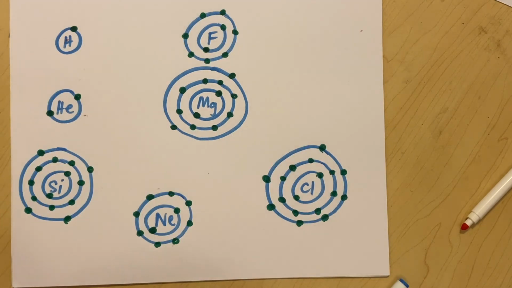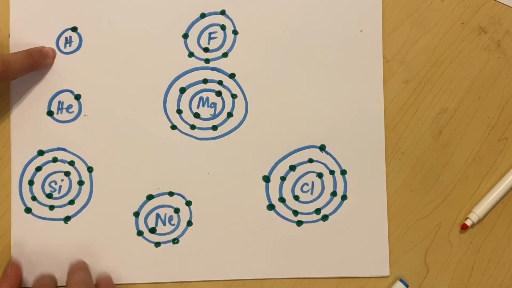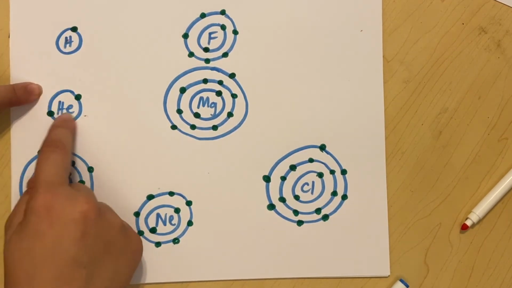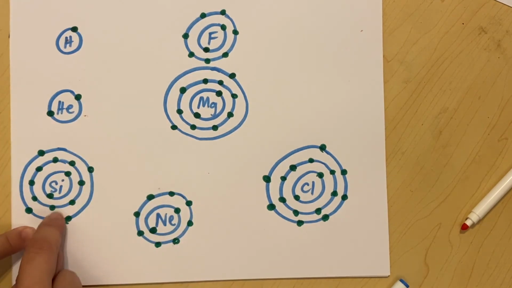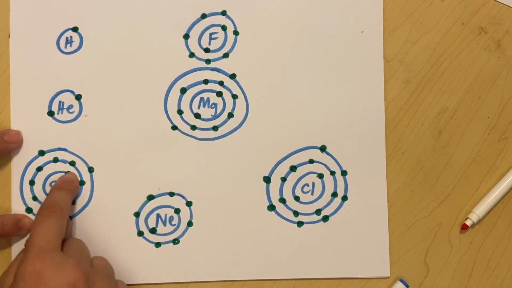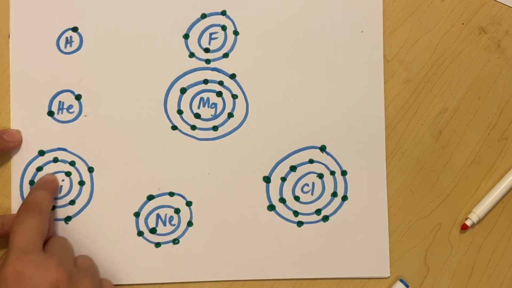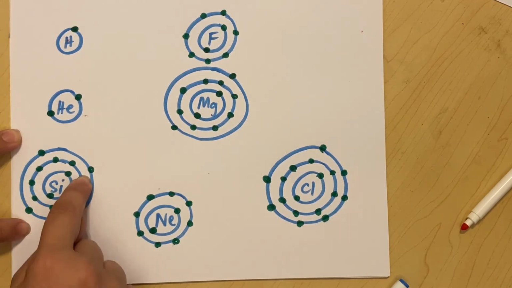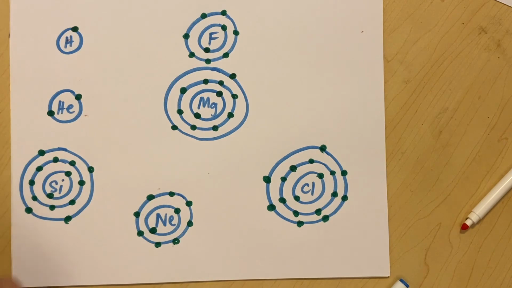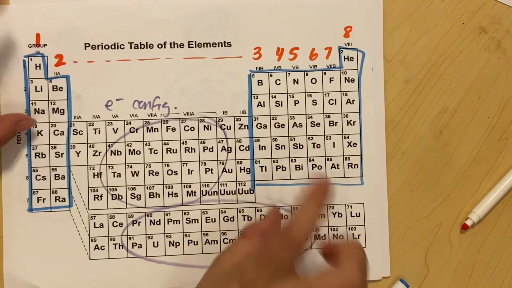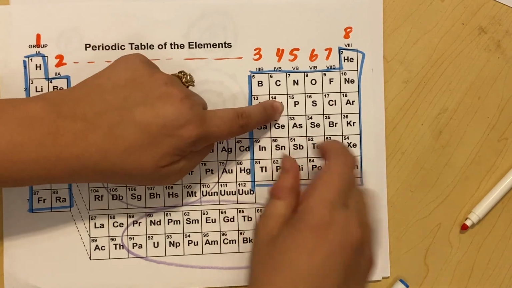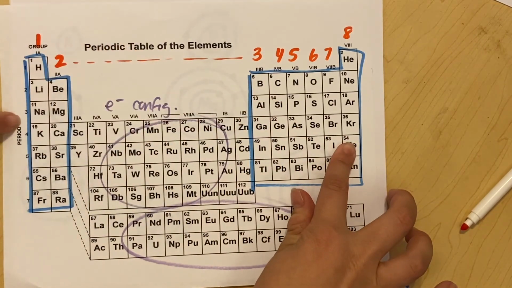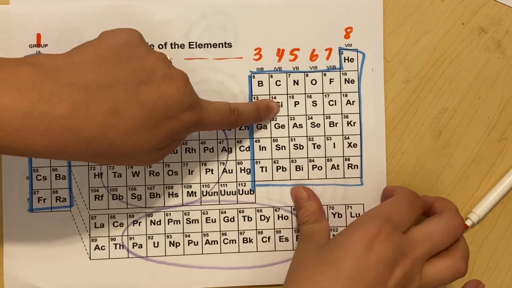So this should be your answer. Hydrogen should have one shell with one electron on that shell. Helium has one shell with two electrons on that shell. Silicon should have 3 shells. Both inner shells should be filled, so first shell has 2, second shell has 8, and then your third shell should have 4 for silicon. So here's silicon. You should have 1, 2, 3, 4 electrons on that third shell.